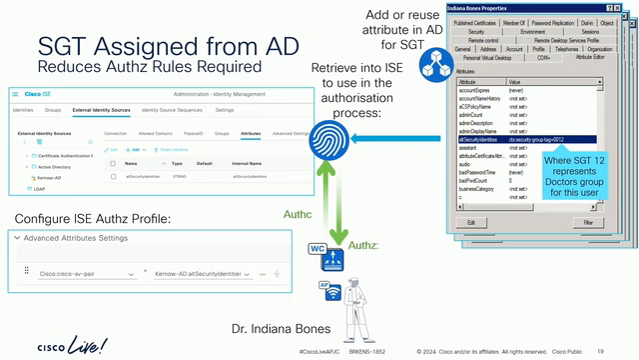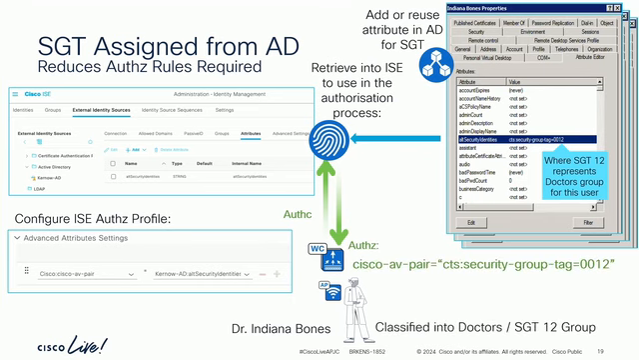ICE, through authorization, knows the identity, so it sends down that new AV pair in the authorization and assigns the endpoint into a group. So it's an AD lookup for the SGT. It really, really saves on authorization rules. And the customer said, brilliant.